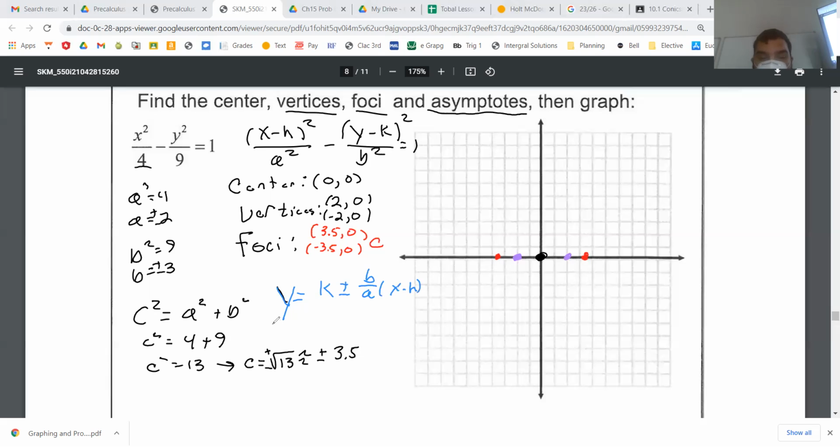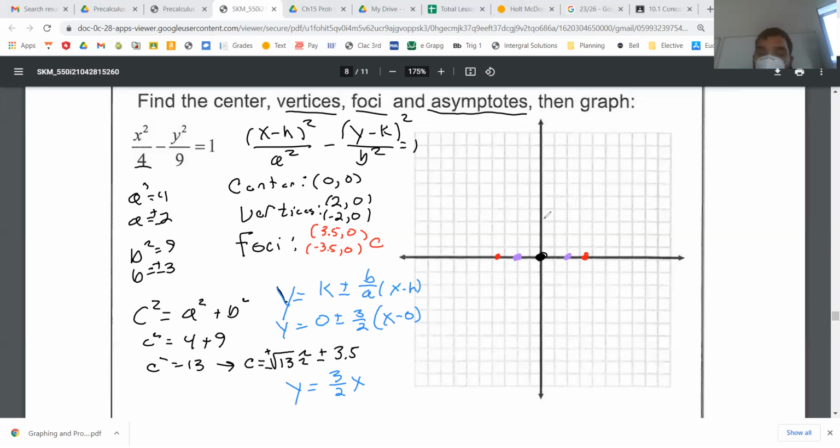So let's just plug in everything we know. y equals my k value, which is 0, plus or minus b over a. My b value is 3 over 2. It's already plus or minus, so it goes both ways. Then parentheses, x minus 0. Let's clean this up a little bit. y equals 3 over 2 x. Wait a second, what form is this in? y equals mx plus b. Good, this is slope-intercept form, where your intercept is 0 and your slope is 3 over 2.